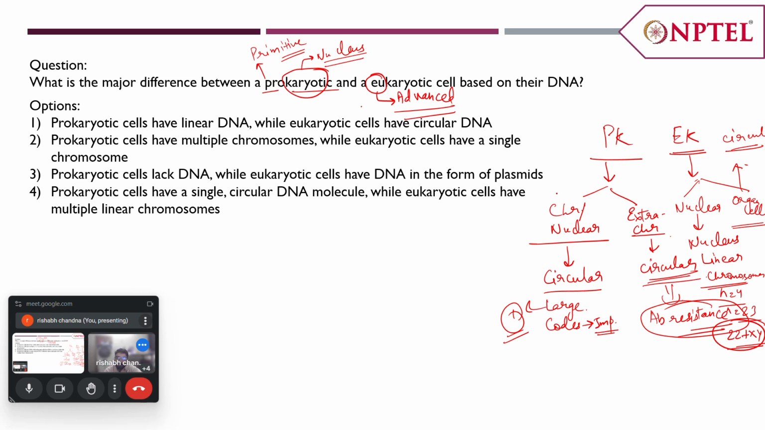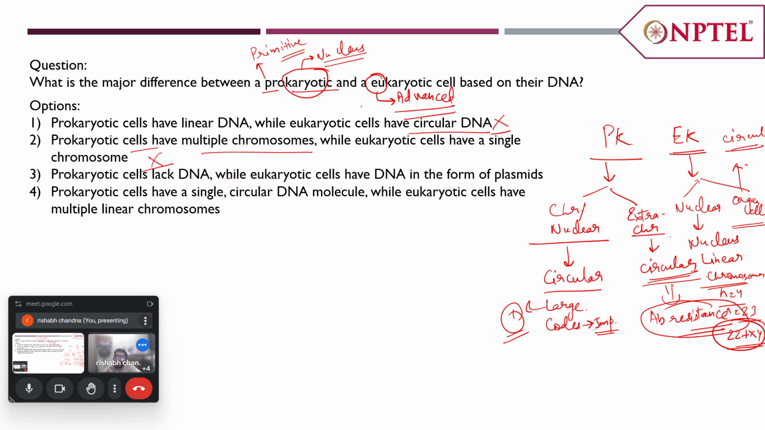So coming back to the question again. The first option is prokaryotic cells have linear DNA while eukaryotic cells have circular DNA. So this is totally wrong. Option 2, prokaryotic cells have multiple chromosomes while eukaryotic cells have a single chromosome. It's the opposite case. The prokaryotic cell would have a single chromosome, but eukaryotic cells have multiple chromosomes. So this option is also wrong.